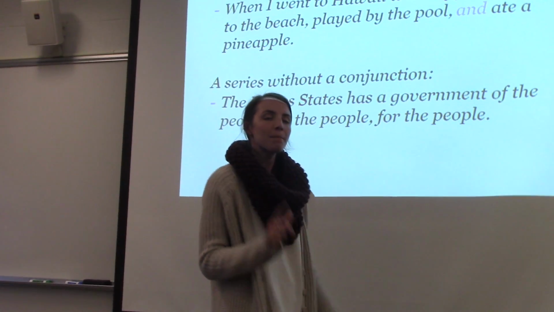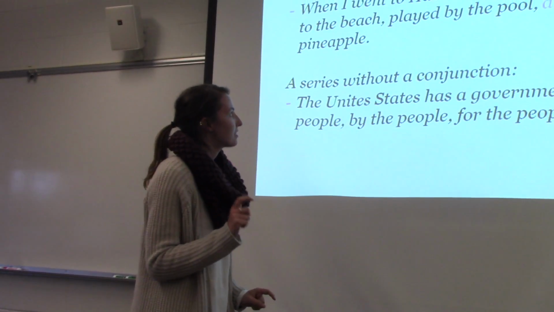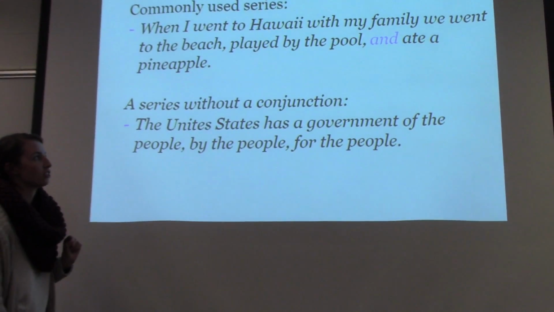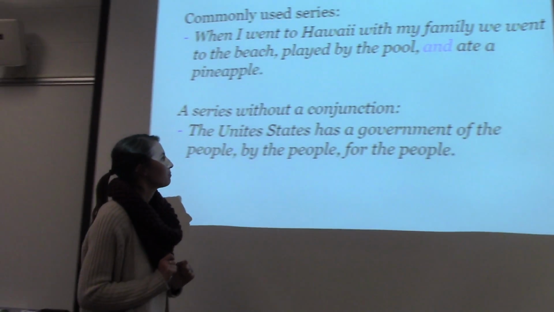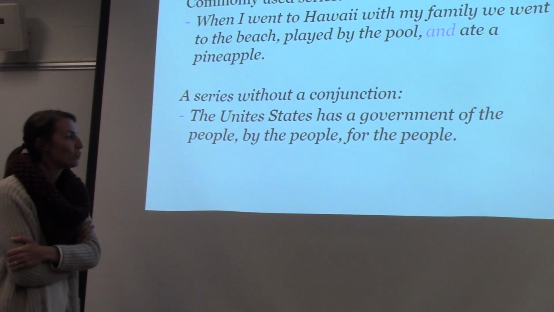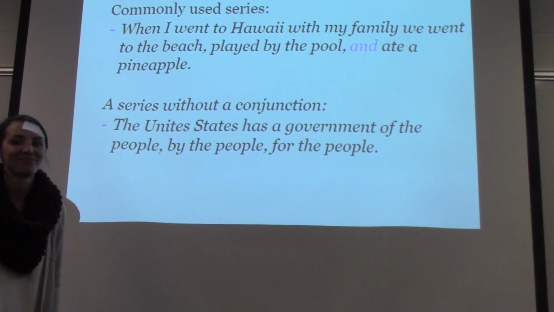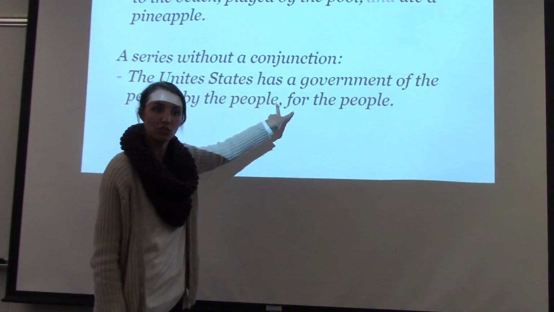This is the most common type of series that we see, or maybe understand, or how we've written. But today we're going to be focusing on a different kind of sentence structure that uses a series, and that's a series without a conjunction. So without the word and that connects the last 2 items. Does someone want to read this example for us? The United States has a government of the people, by the people, for the people. Great, thank you. And as you can see, there's not that conjunction here that connects those last 2 items.